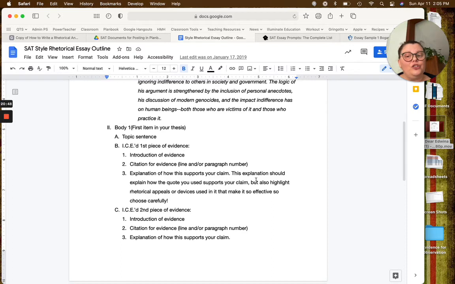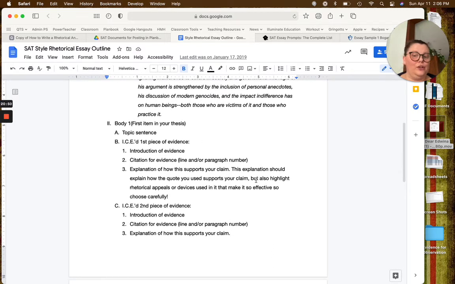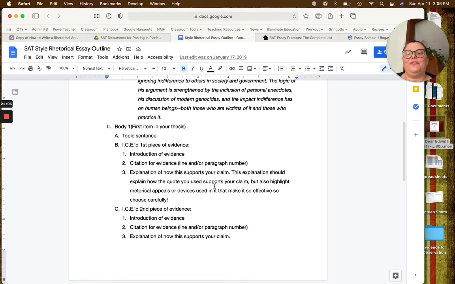The explanation should explain how the quote was used, how the quote you used supported your claim, but also highlight rhetorical appeals or devices used in it that make it so effective. So this is where you get down to the nitty-gritty. If in this anecdote, say we're talking about anecdotes first, he uses some very specific word choice. So he uses "terrifying," like Elie Wiesel was a survivor of the Holocaust and the concentration camps. So his anecdotes of his childhood involve a lot of terror. So he would have used some very specific words.